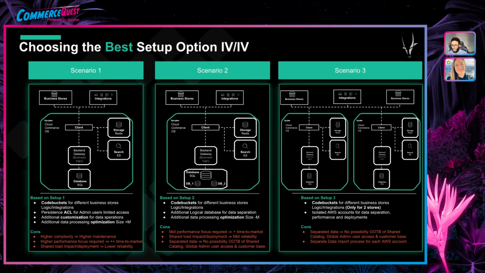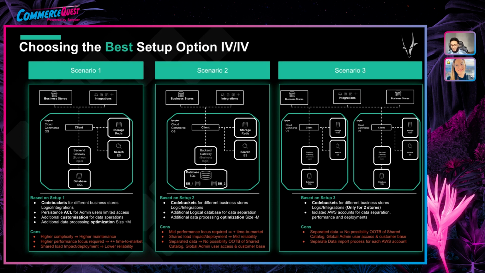The shared load impact deployment is still the same. It's mid reliability because you actually do not have the deployment in 2 tables on one database, but 2 databases. So actually the schemas in the migrations and in the changes that you do for the France database would not impact the Germany and the Polish database. So there is a mid reliability, not low, but mid.